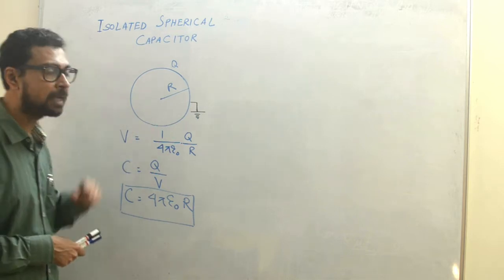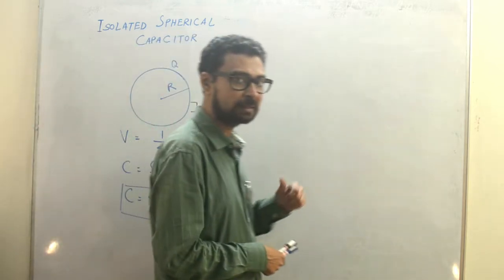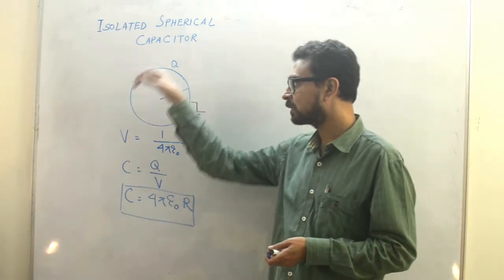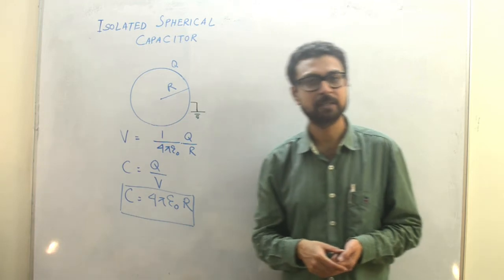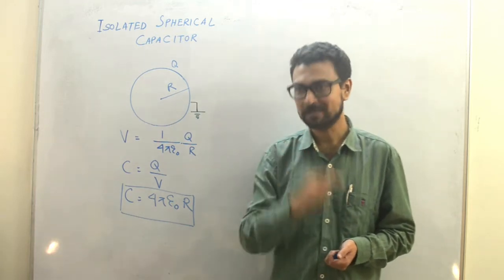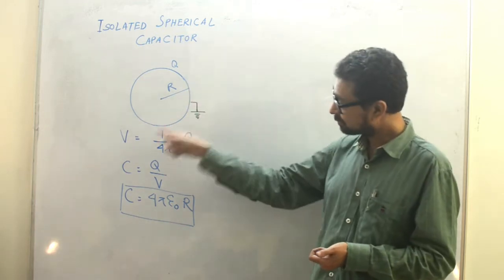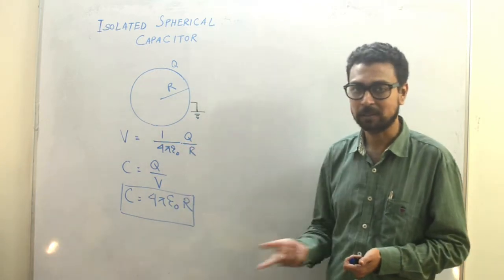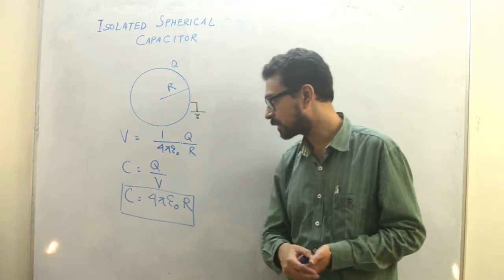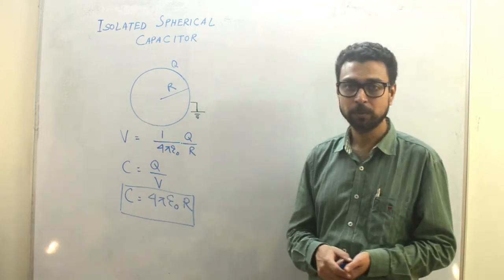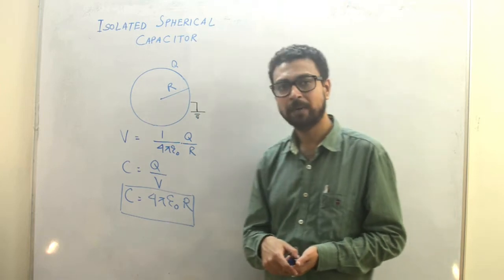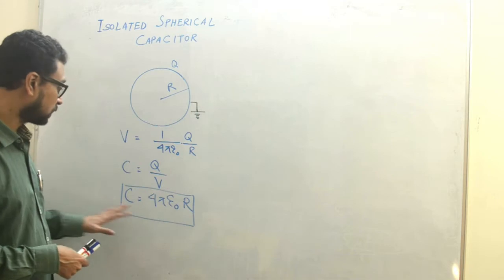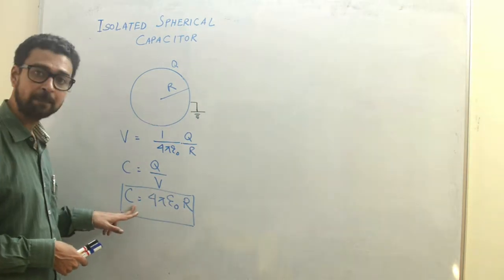And here we have a spherical isolated capacitor having a charge Q and radius capital R. Obviously, the potential till the surface of the sphere remains constant. We know this from Gauss's theorem, right? So we can write the potential as 1 by 4 pi epsilon naught Q by R, which is the normal expression for this kind of charge. And then C is equal to Q by V. If you divide, it comes to 4 pi epsilon naught times the radius of the sphere. So the more the radius, the more will be the capacitance.